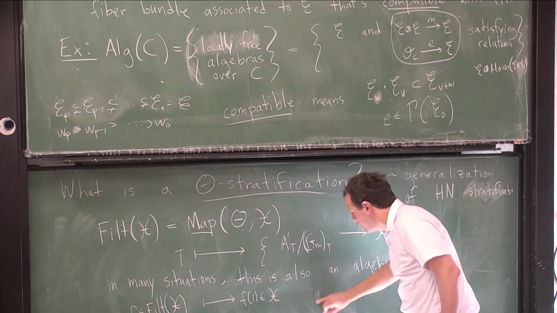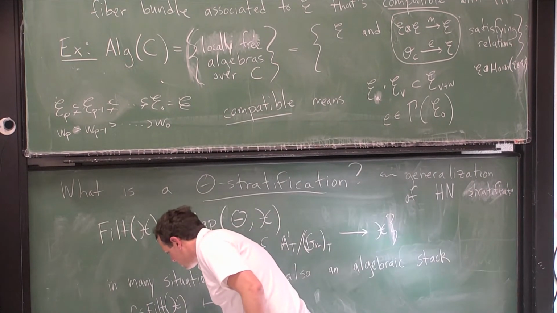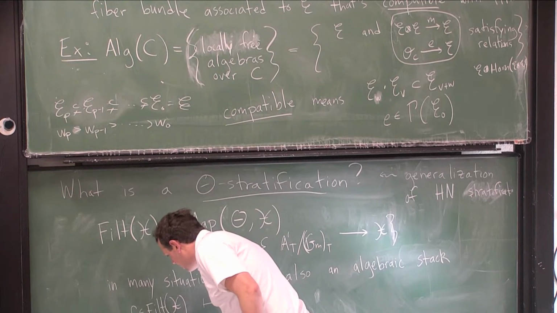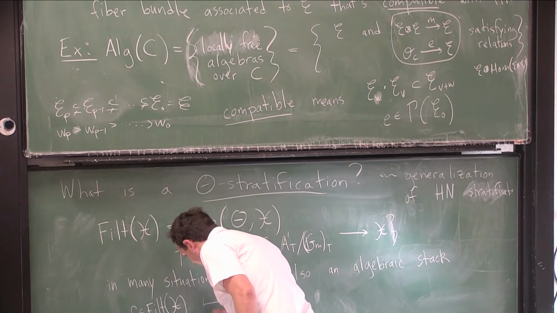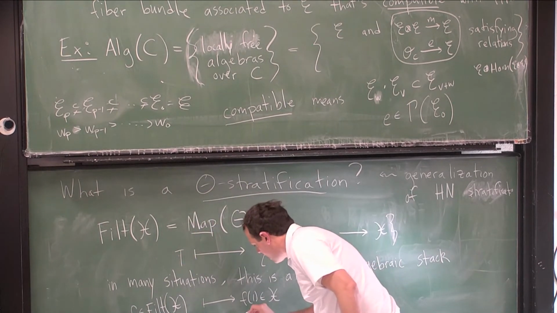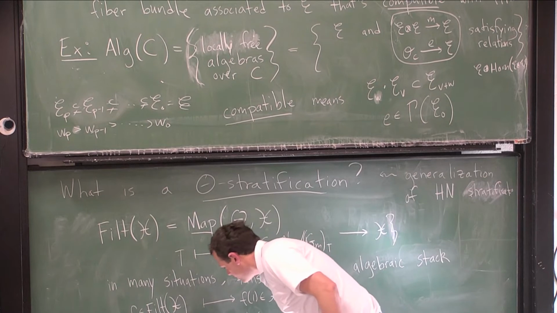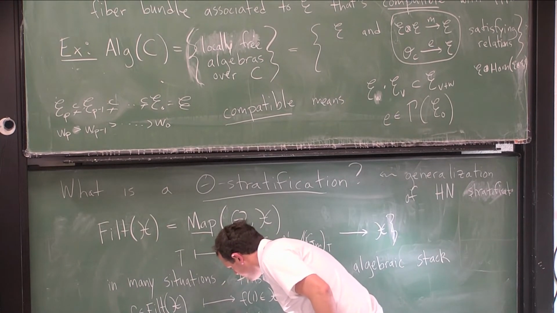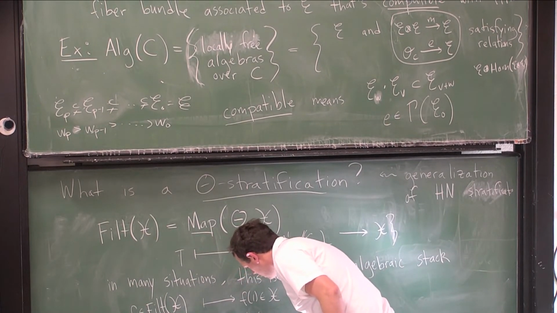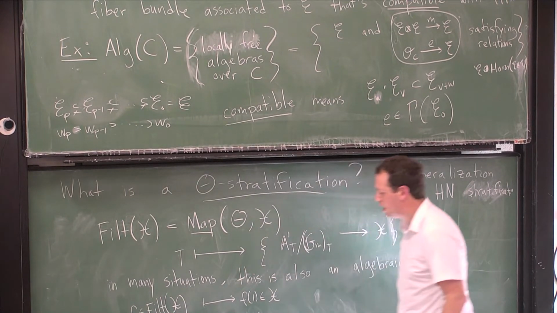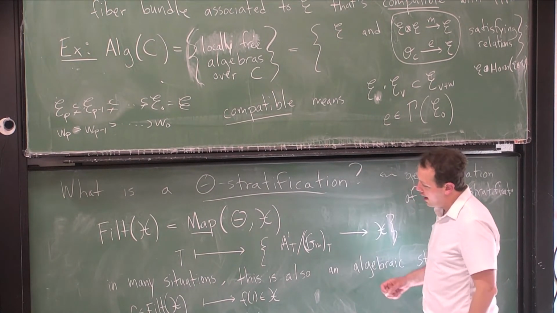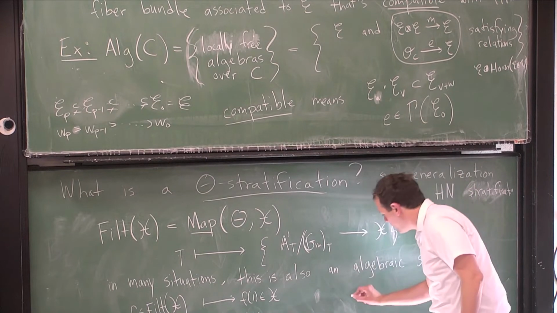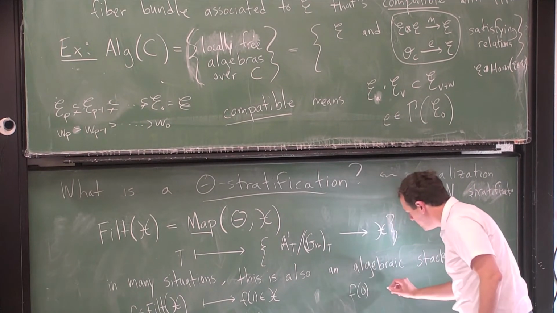So this is a map, evaluate at 1, and it takes the stack of filtrations in X to X. This forgets the filtration. It just takes the fiber at 1. And if I take the fiber at 0, F of 0, I should say, is the associated graded.